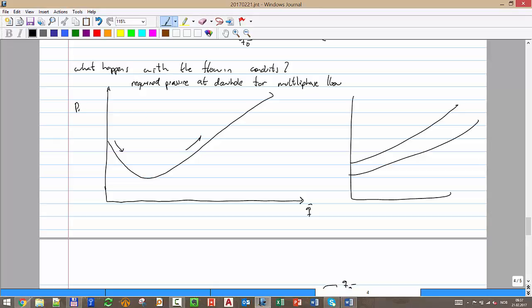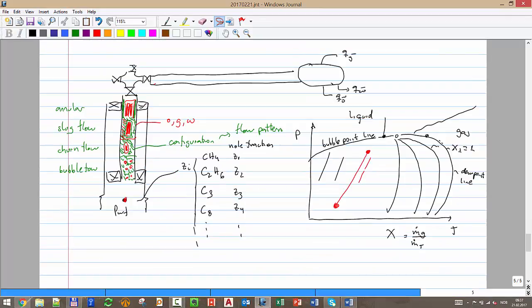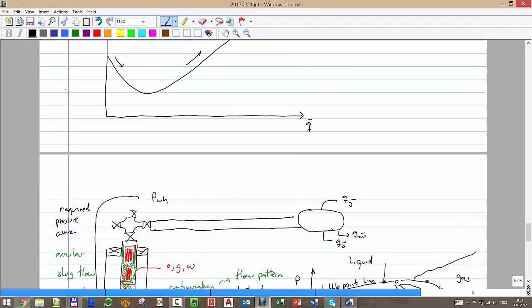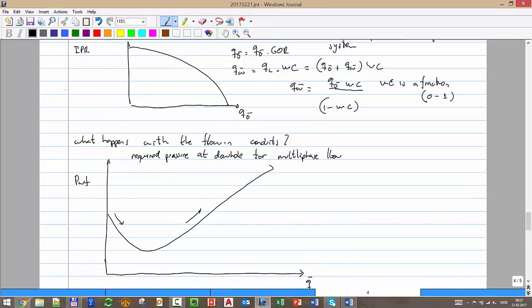So that will be PWF versus Q. And remember that PWF, we are looking at, for example, if we make it at a fixed wellhead pressure, we're going all the way down here. That's the required pressure curve. So why does that happen? Anybody knows?